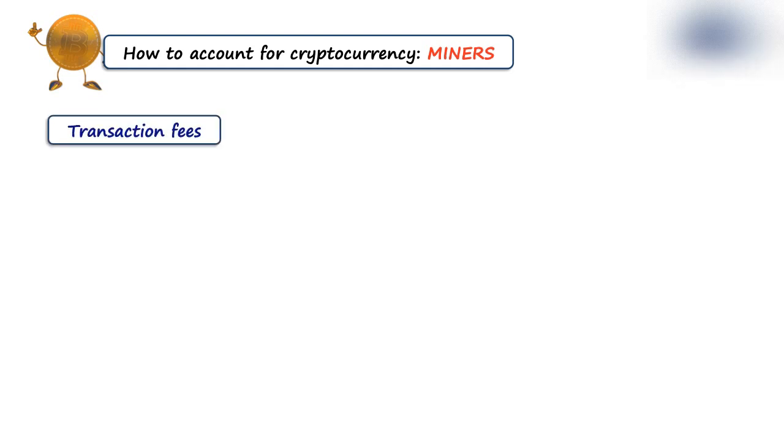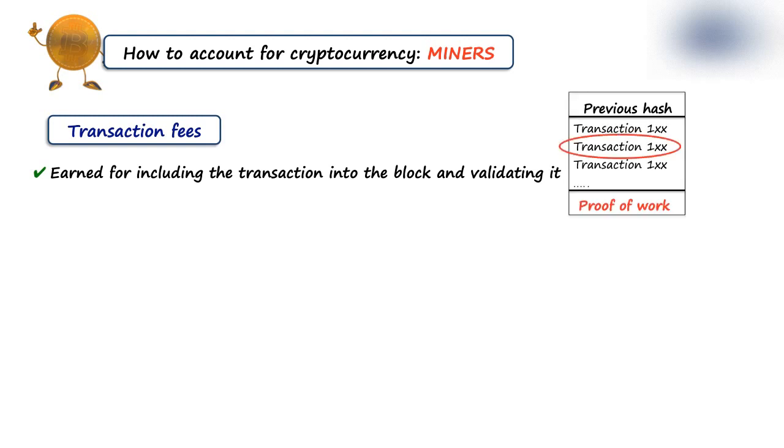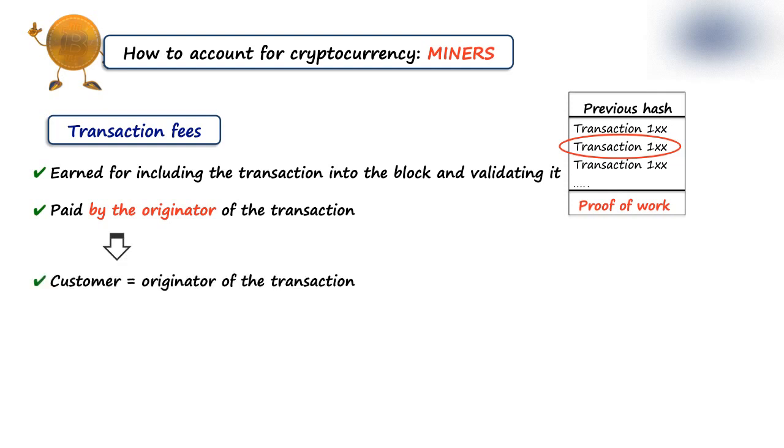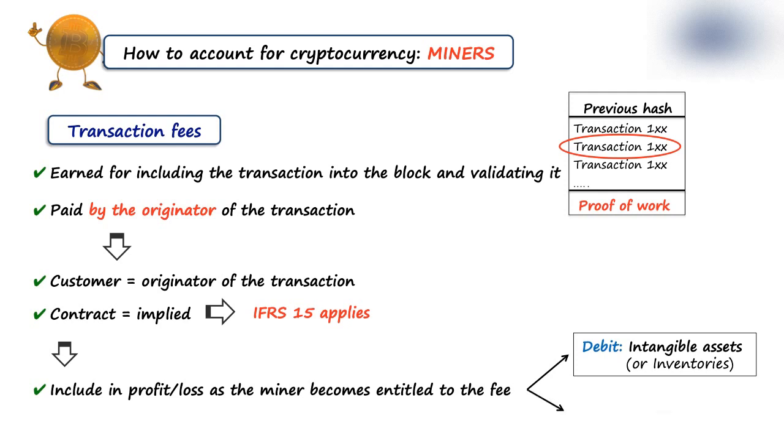How about the transaction fees? As I have already mentioned, they are earned for including the transaction in the block and validating it. So they are related to the specific individual transaction, not to the block as a whole. They are paid by the originator of the transaction, not by the system algorithm as with the block reward. So here we can clearly identify the customer. It is the originator of the transaction, the person who makes that transaction. The contract here is implied, so it is understood that the transaction will not happen without paying that fee. Therefore, we can conclude that IFRS 15 applies here, and you can include the revenue in profit or loss as the miner becomes entitled to that fee. The journal entry is to debit intangible assets or inventories, depending on the purpose of holding the cryptocurrency, and credit revenue in profit or loss.